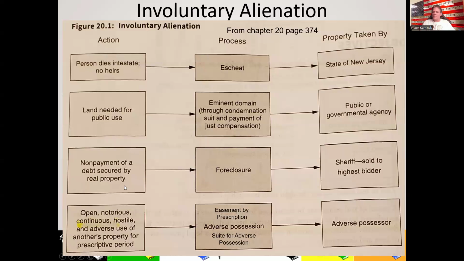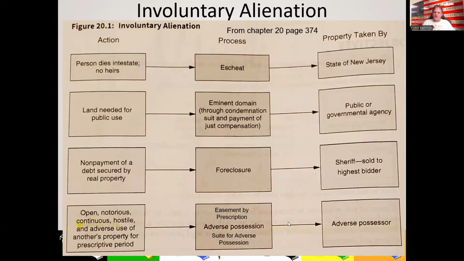Non-payment of a debt secured by real property as collateral for the loan, or for taxes or what have you. Foreclosure: a sheriff's sale occurs and the property is sold to the highest bidder. Or through open, notorious, continuous, hostile, and adverse use of another person's property for a prescribed period of time, as prescribed by law in your state.